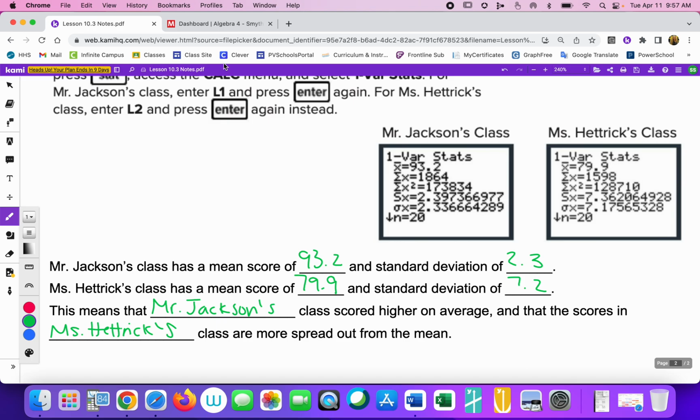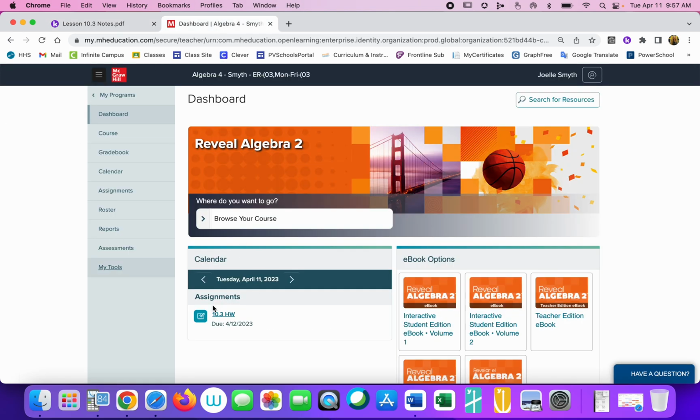So I'll post your homework in a second, but you need to get to this screen, and it'll be right here. There are 6 problems, mean and standard deviation. Okay. Make sure you pay attention to what you're rounding to, because it is different.